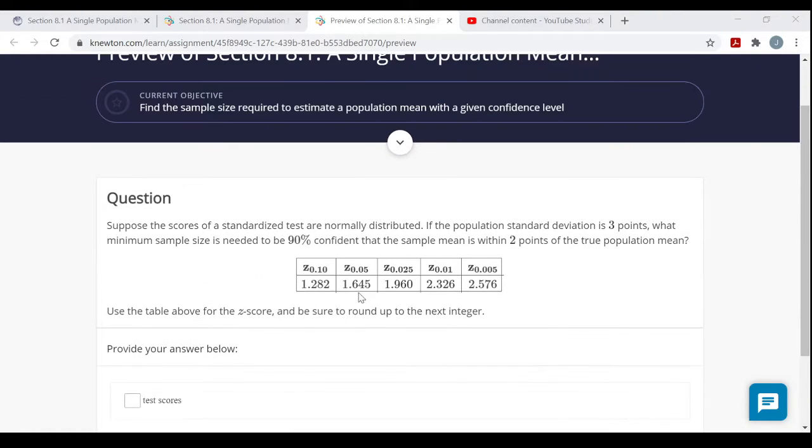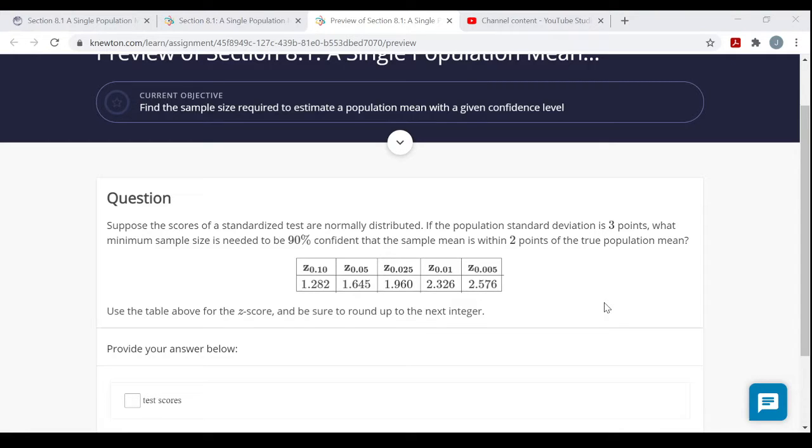Alright, so here. Suppose the scores of a standardized test are normally distributed. If the population's standard deviation is 3 points, right? So that's sigma. What minimum sample size is needed to be 90% confident that the sample mean is within 2 points of the true population mean?